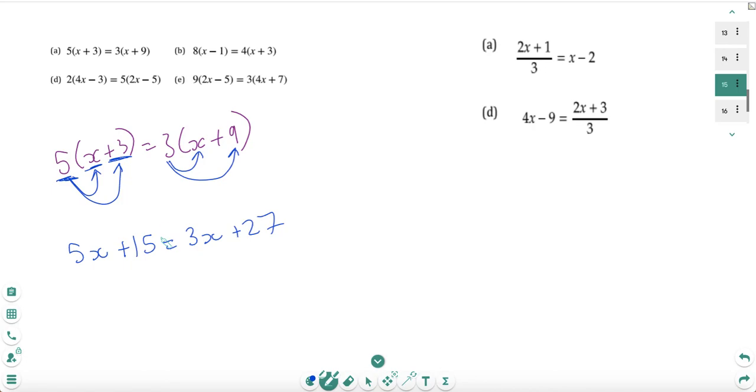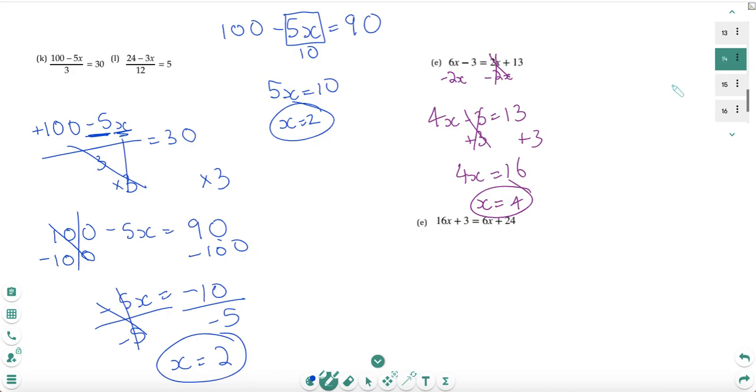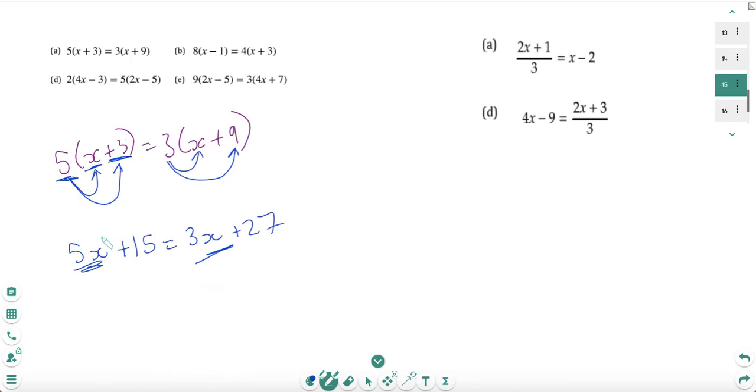Oh, cool. There's x's on both sides. So like in the last question, what do we do when there's x's on both sides? Well, we're going to get rid of one of them. Should we get rid of 5x or 3x? Well, we'll get rid of the smaller one. We're going to get rid of 3x. So how do I get rid of 3x? We're going to minus 3x. To balance it, you have to minus 3x here. 5x minus 3x is 2x, plus 15 equals 3x minus 3x. That cancels out. 27. Now, nice easy equation.